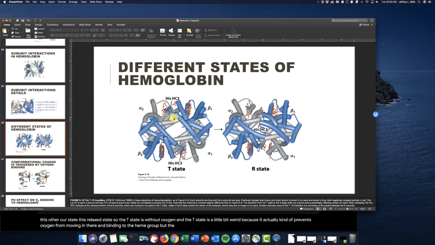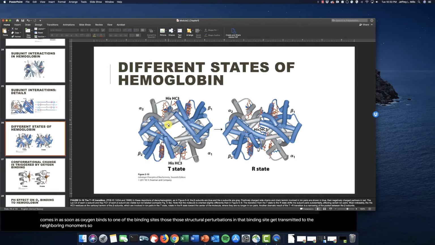But the really cool thing, and this is where the allosteric or cooperativity part comes in, is that as soon as oxygen binds to one of the binding sites, those structural perturbations in that binding site get transmitted to the neighboring monomers.